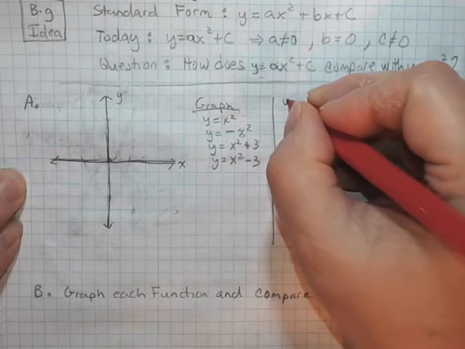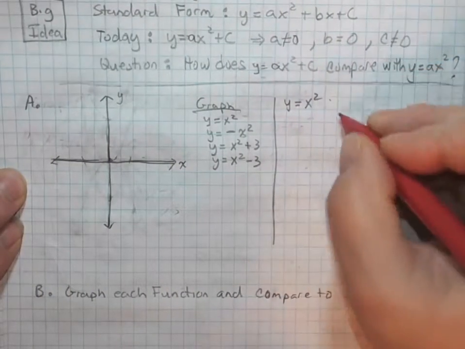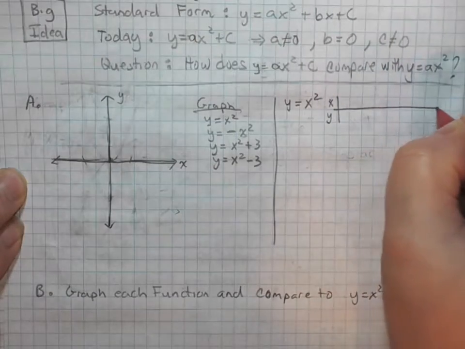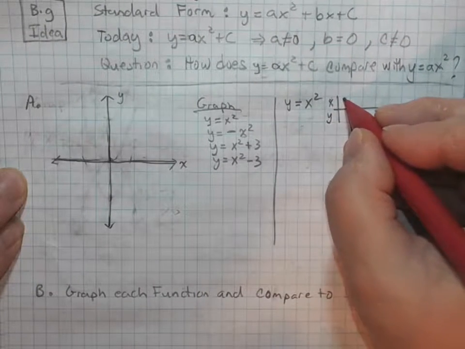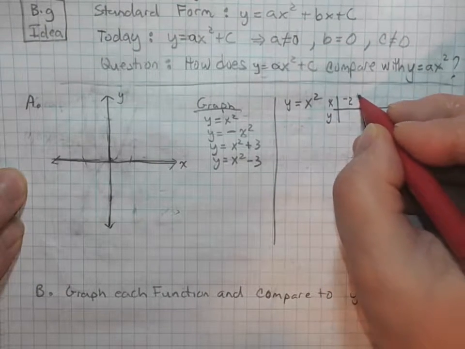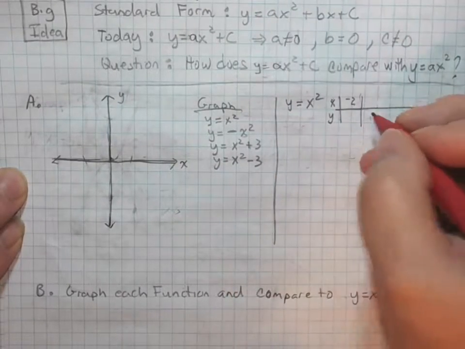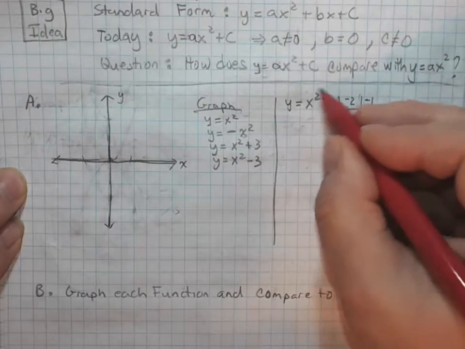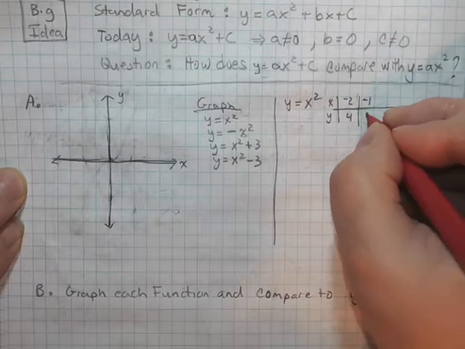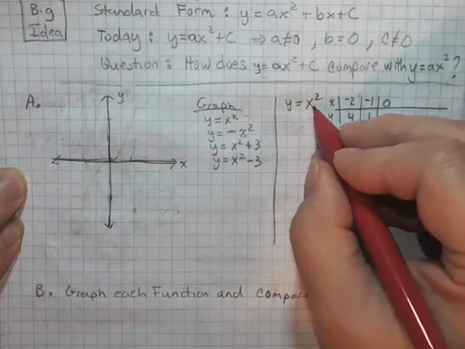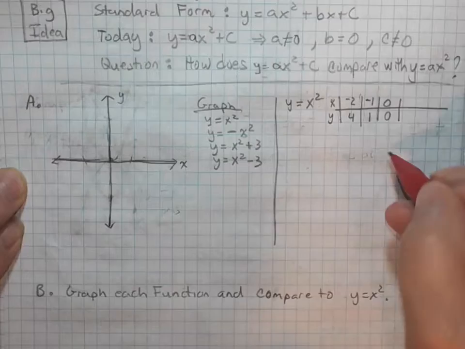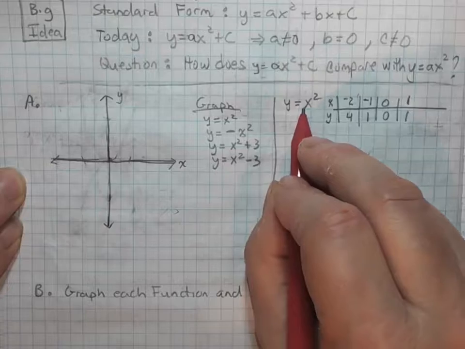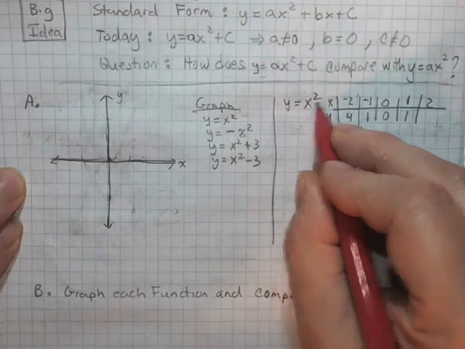So again, starting with y equals x squared, I'm just going to make a simple table of values. I'll do a horizontal table this time and just plug numbers in my head. So negative 2 for x, plugging it in, you square negative 2, you get 4. Negative 1, if you square that, plug that in for x, square it, you get positive 1. Plug in 0, 0 squared is 0. Plug in 1, 1 squared is 1. And then plug in 2, and 2 squared is 4.